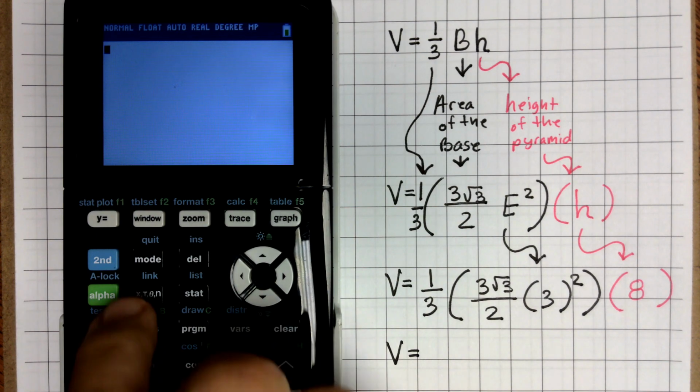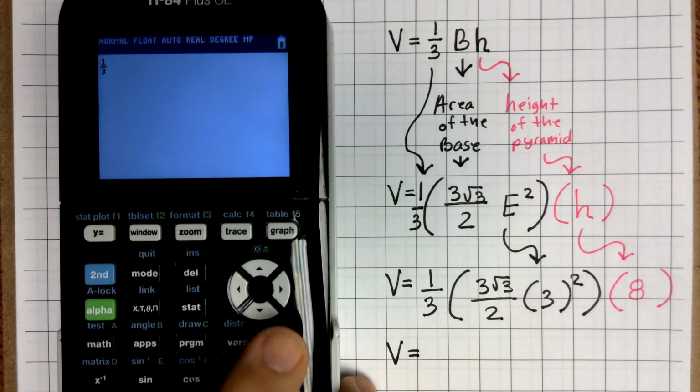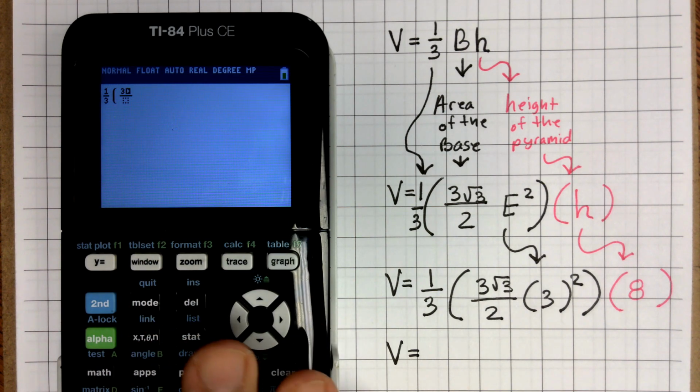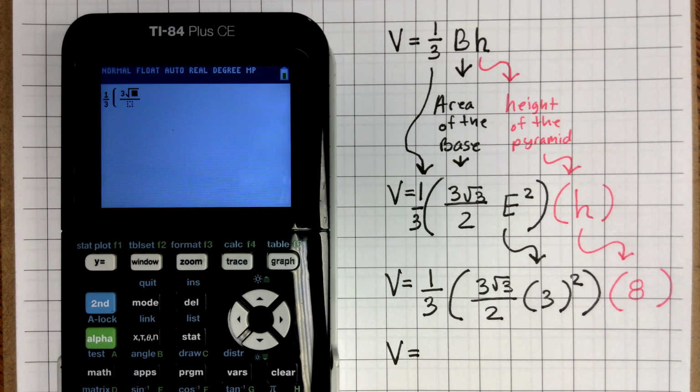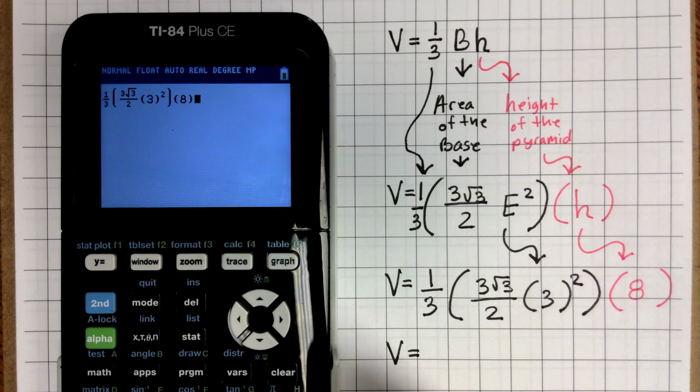So I'm going to hit alpha y equals enter to get my fraction bar and put 1/3. Click to the right. And then I'm going to put my first parenthesis. And then I'm going to hit alpha y equals enter again to get another fraction bar. And I'll put 3, second, and then x squared to get my radical. So that's 3 square root of 3 over 2. Click to the right to get out of the denominator. Parenthesis, I'll put 3 for my base's edge. And then I'm going to square it. And then I'll close parenthesis on it. Now, all I got left to do is put my height in. So, parenthesis, 8, close parenthesis.